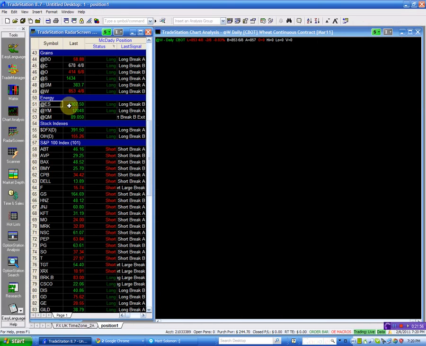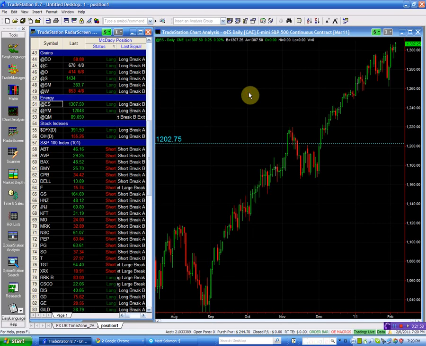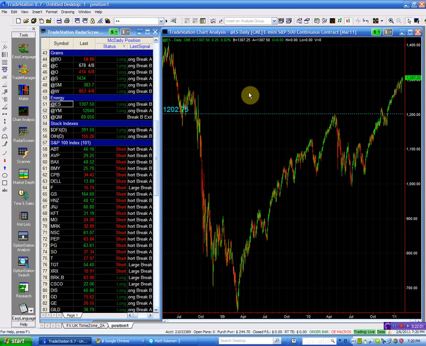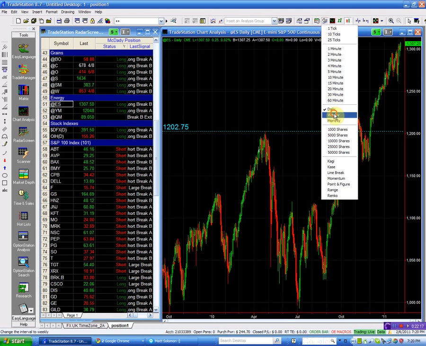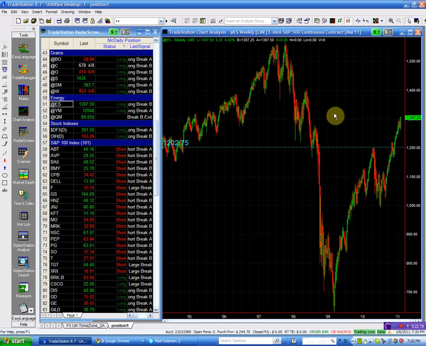This is the S&P, and we are pretty much at a 2-year high. The 1307, this is a 2-year high. The close is extremely strong, and that should indicate continuation to the upside. So the Dow Jones and the S&P are pushing higher and higher.